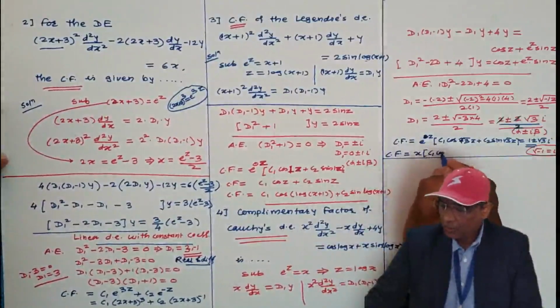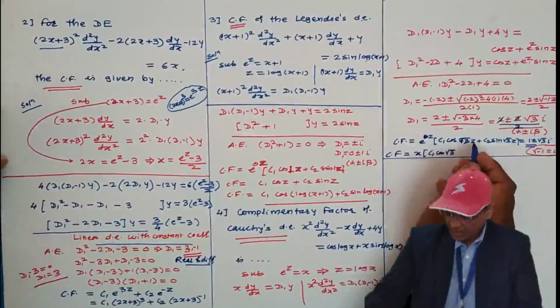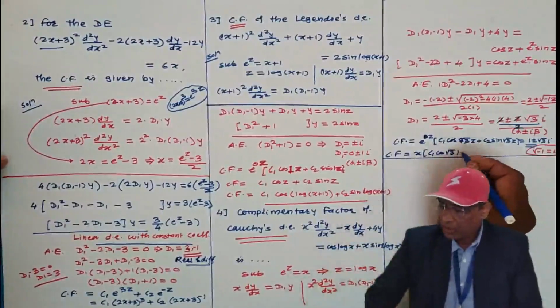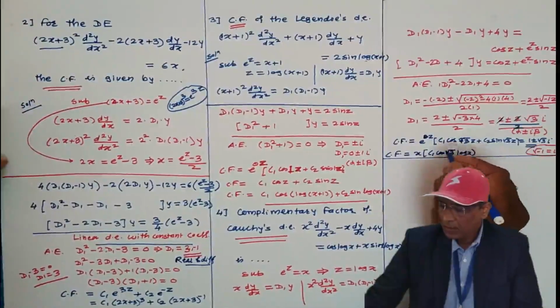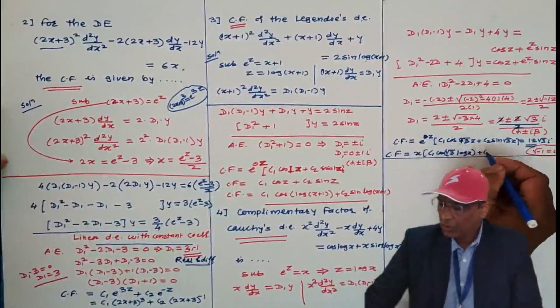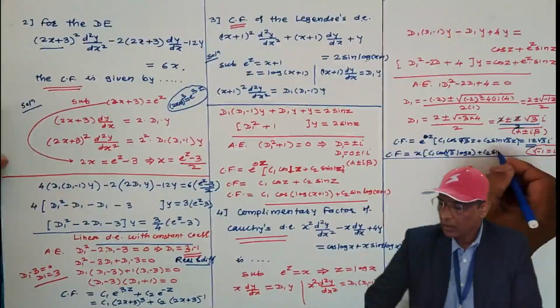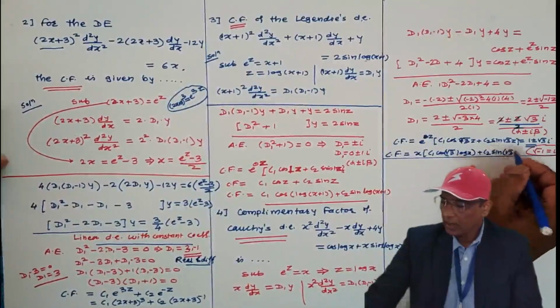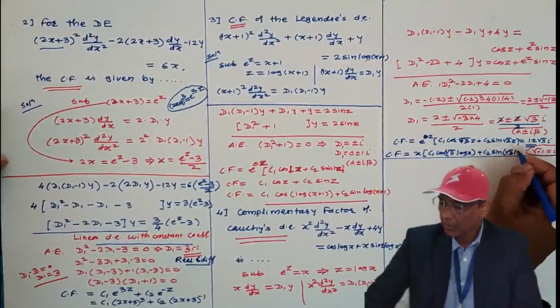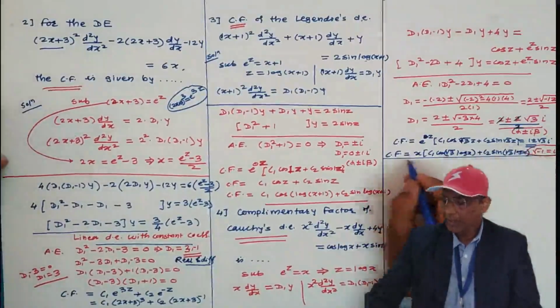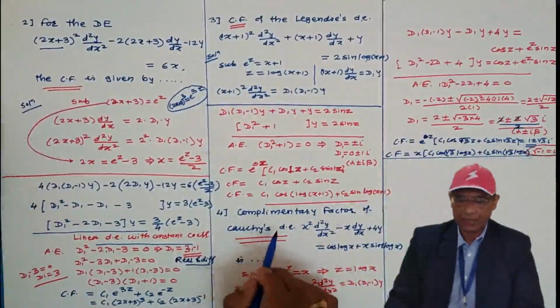And in the last step, e raised to power z is x, c1 cos of root 3 times z, and z is log x. This is the argument of cos. Plus c2 sine root 3 times z, where z is log of x. So this is the complementary factor for this differential equation.